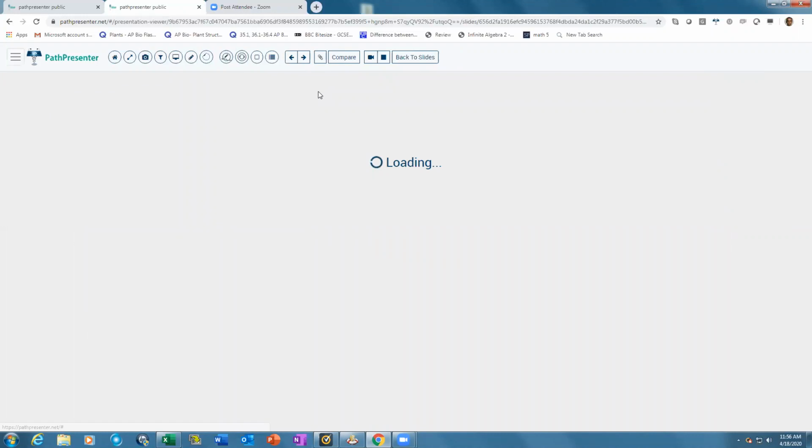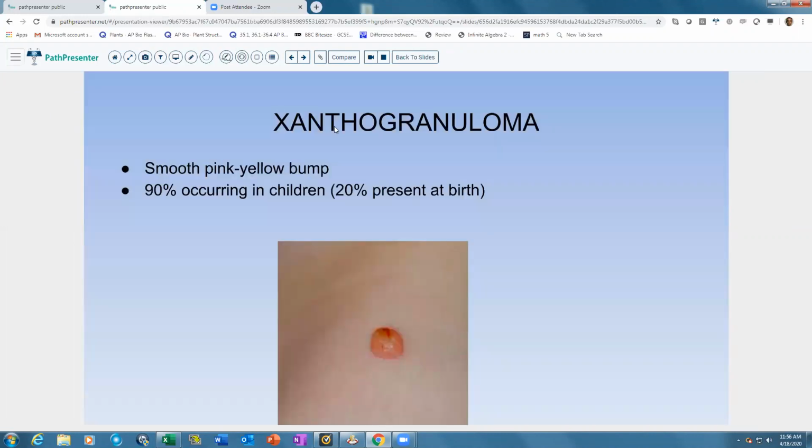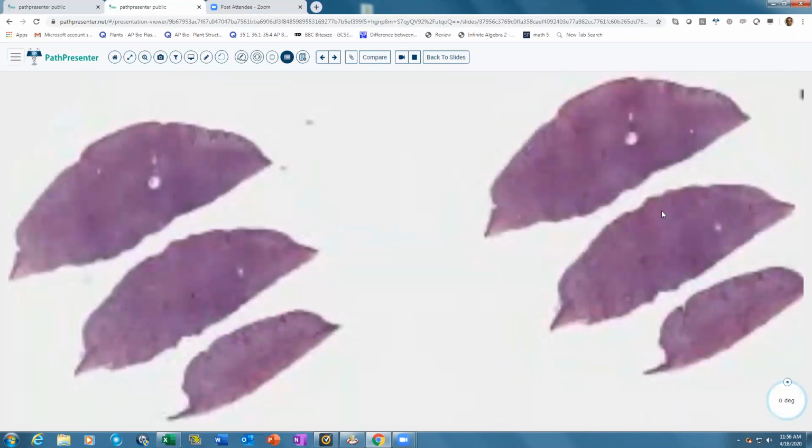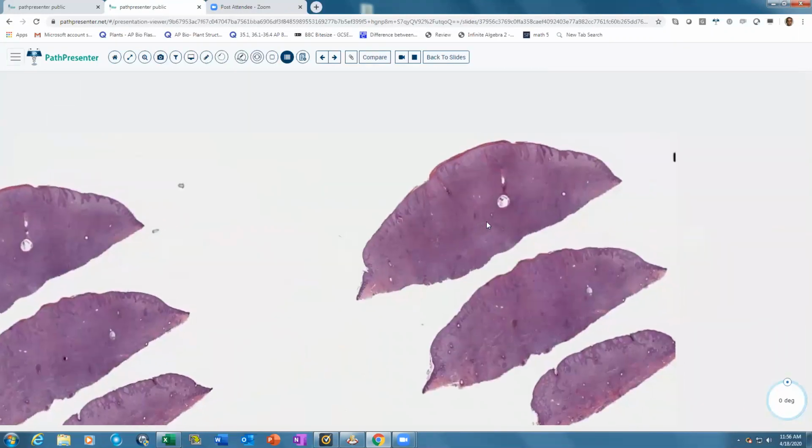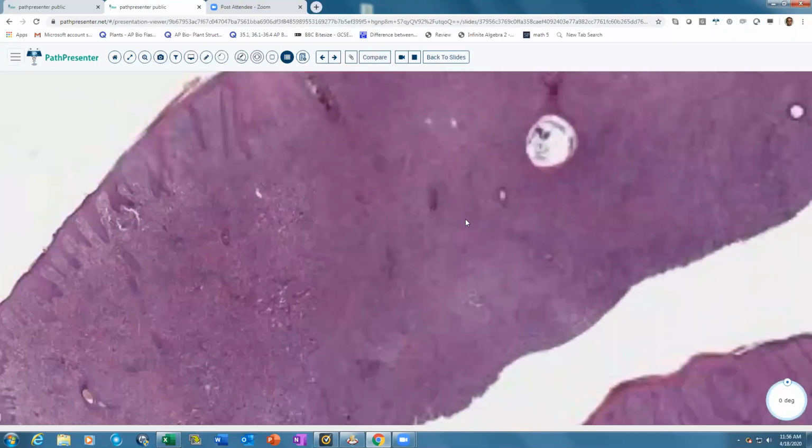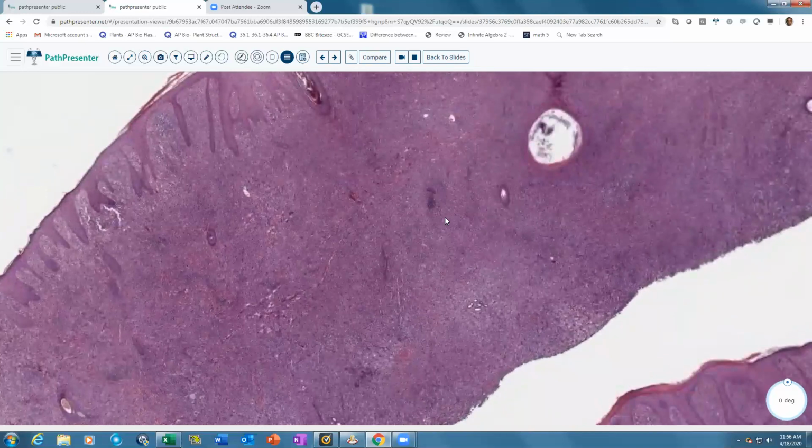And now coming to the last three diagnoses in the chapter, one is xanthogranuloma. Xanthogranuloma is another common lesion that we see in young kids. Smooth pink yellow bump. Histologically, it can look very scary because they are usually filled with a lot of different kinds of cells, so they can look very atypical.